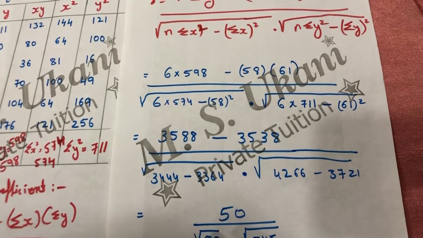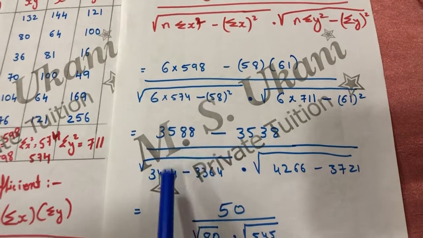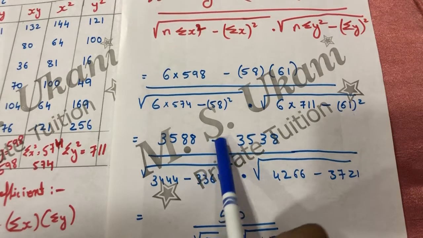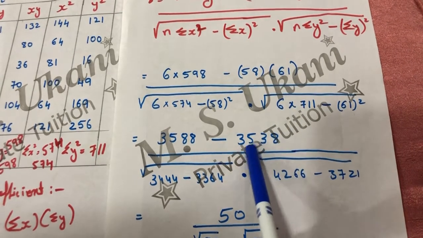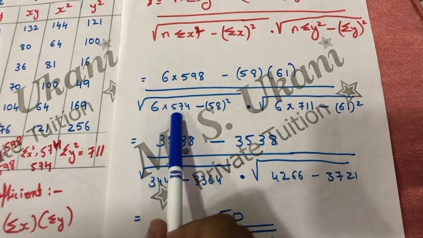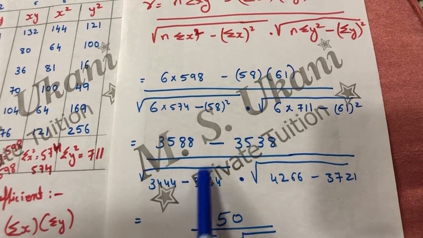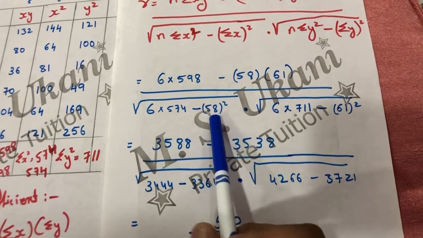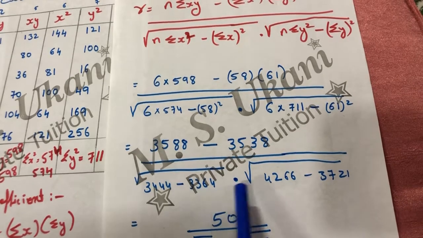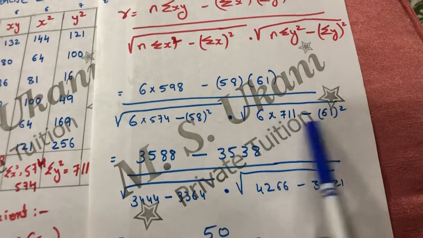Now let us do the further calculation. First of all, we will multiply these two numbers. 6 multiplied by 598, so we will get 3588. Minus, we have to put minus here, 58 multiplied by 61, so you will get this one. Now in the denominator, 6 multiplied by 574, so you will get 3444 minus 58 square, means we have to multiply 58 by 58, so you will get 3364, whole under root. Multiply in the same way you have to do for this one.